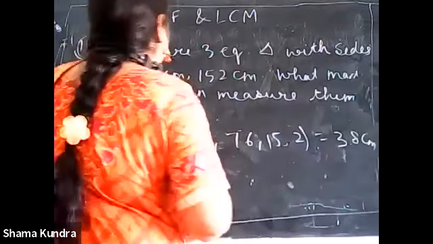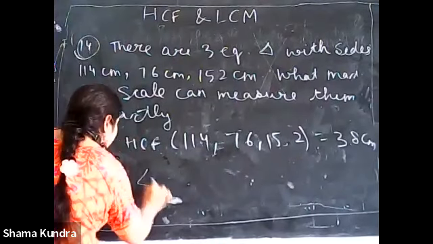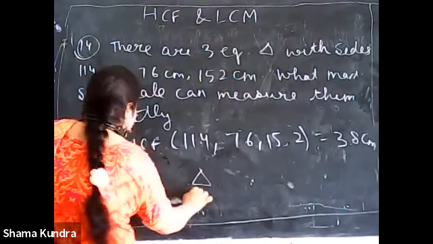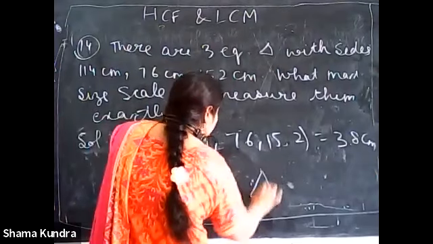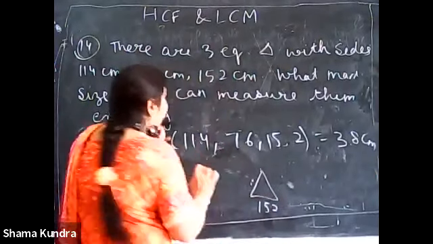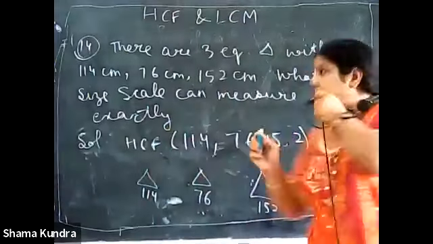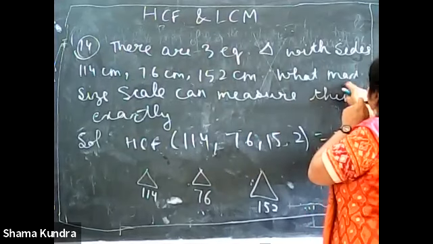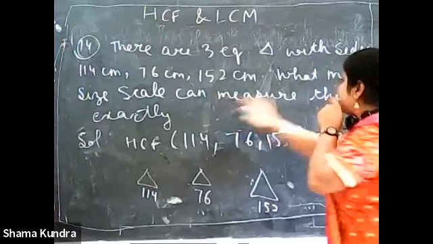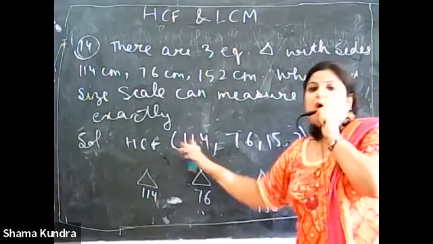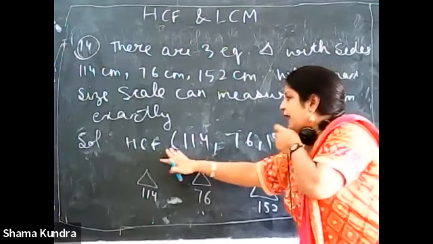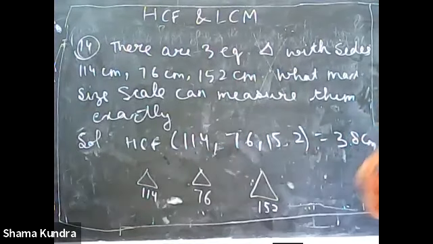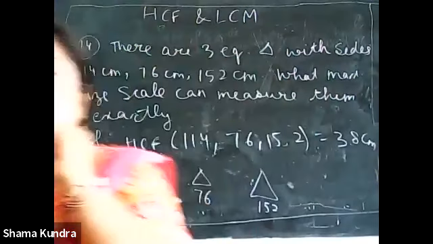There are three equilateral triangles with sides 114, 76 and 152 centimeters. What maximum size scale can measure them exactly? You have to remember this keyword. Whenever the question asks for the maximum size scale that can measure them exactly, you always have to find the HCF. And when you find the HCF of 114, 76, 152, you will get 38 centimeters as the answer.